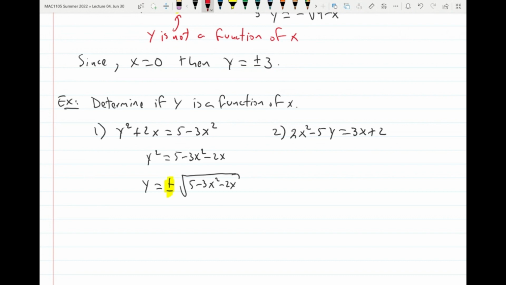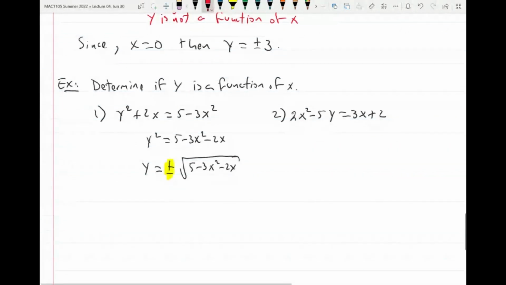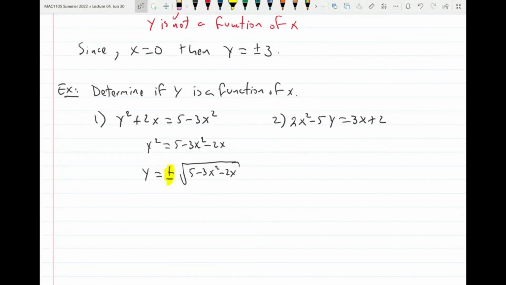So if you say it's not a function, that means you need to give me an x that has two different y's. Okay, that's what you need to give. So can you tell me something here? X equals 0, y is plus or minus. Exactly. So when x is 0, it's not a function because, for example, when x is 0, we have y is either positive square root of 5 or negative square root of 5. You put 0 here and then you get those two, right? So not a function.